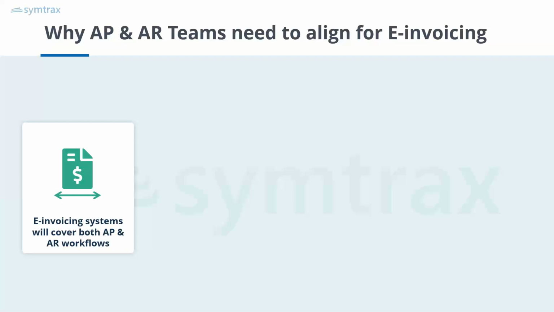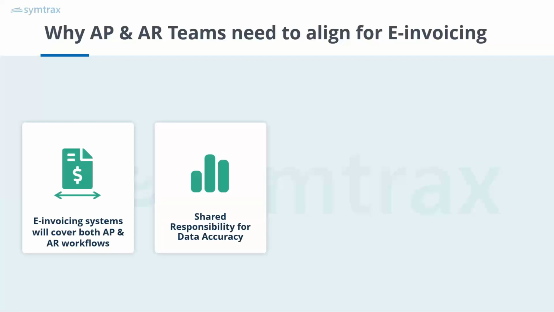That means AP and AR will need to align on how the system is set up, how invoices are validated, and how exceptions are handled. Secondly, both teams are responsible for data accuracy. Structured formats like UBL or CII don't leave much room for error. An invoice with missing or inconsistent data, whether sent out by AR or received by AP, will simply be rejected. So having a single source of truth for supplier and customer data becomes essential.